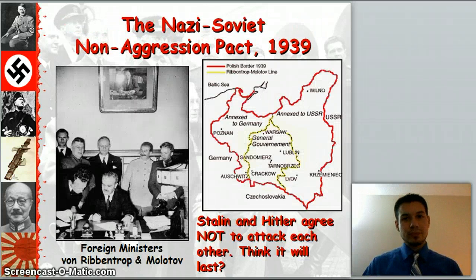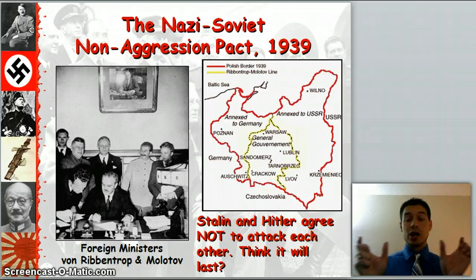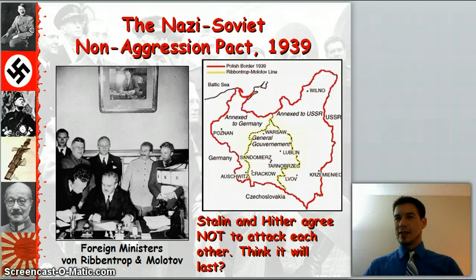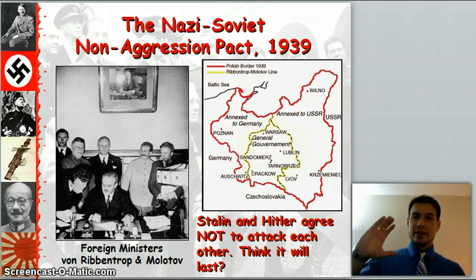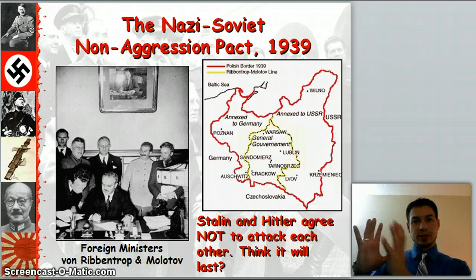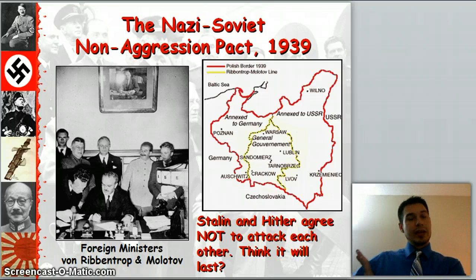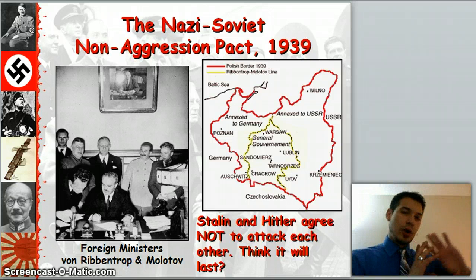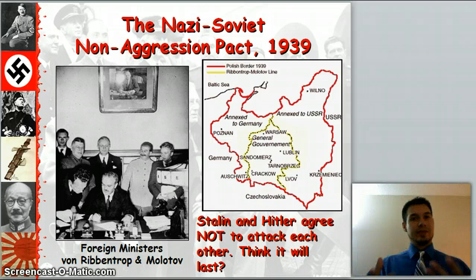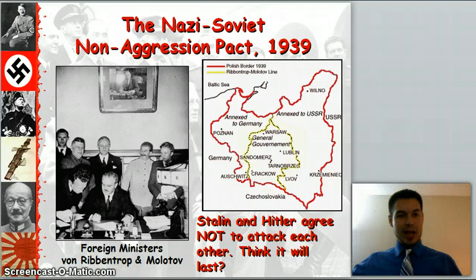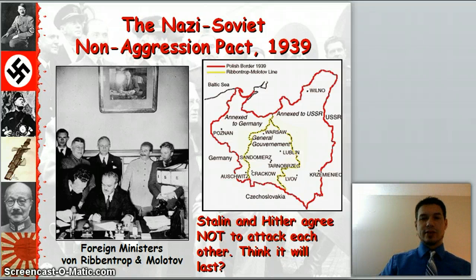And at the same time, he signs the Nazi-Soviet Non-Aggression Pact in 1939, saying that Stalin and Hitler agree not to attack each other. We knew this wasn't going to last, but Hitler was very smart, because if he had a very peaceful non-aggression pact on the Eastern Front with the Russians, he could easily put all his forces on the Western Front and invade France, and then later attack the Russians, and that's what's going to happen.